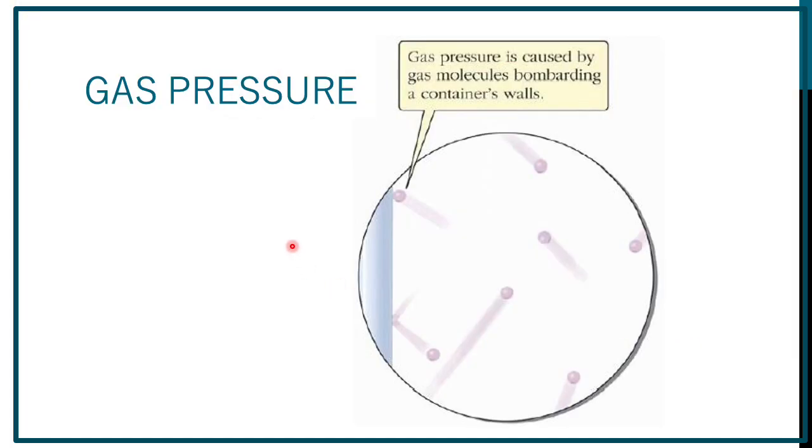Okay, gas pressure. So when we put gases inside a container, there is a gas pressure. So gas pressure is caused by gas molecules inside the container bombarding the container's wall. So from the gas molecules bombarding the container, it will form gas pressure.